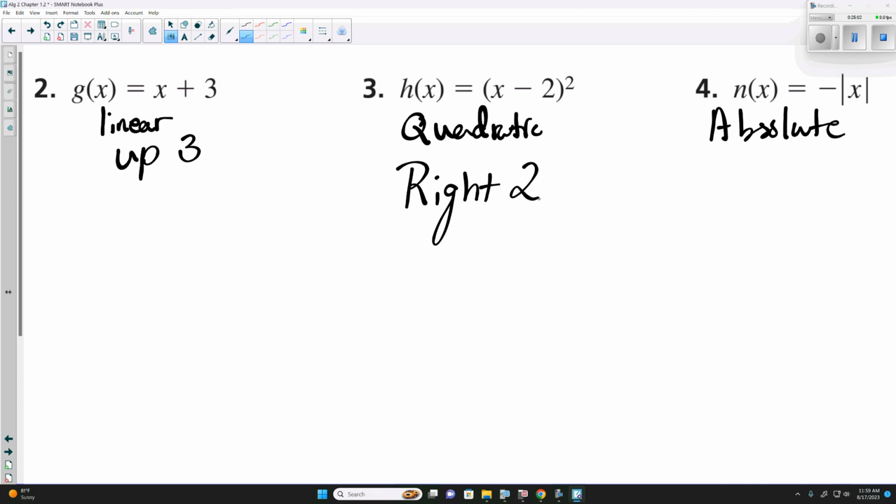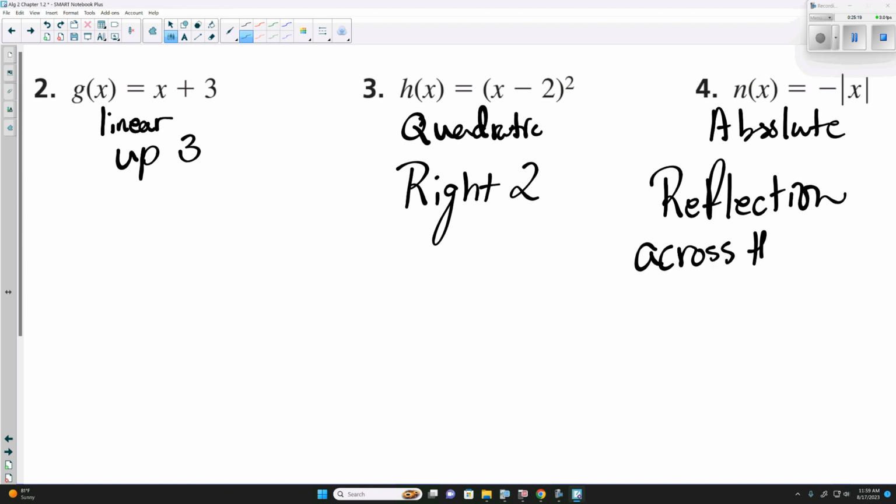And lastly, we don't have anything added inside or outside parentheses. We just have a negative in front, yes? So this is a reflection. Questions on 2, 3, 4? Are you ready for the next part?